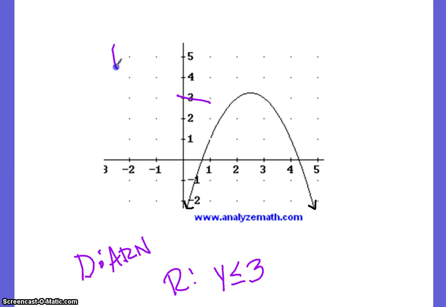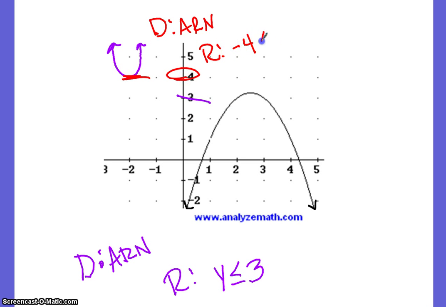Let's pretend that this was my graph. For this one, it has arrows. My domain would still be all real numbers. My range, you've got to do your low point first, which is right here. Starts at -4. It's less than or equal to y. My arrows mean that it goes up forever, so you don't put anything on the other end.